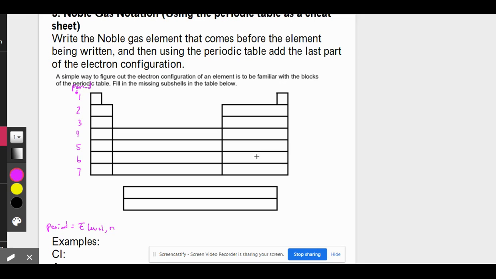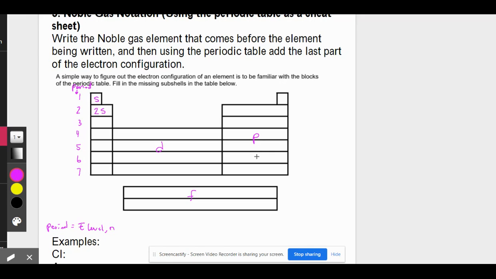And then we need to know the blocks. So this was our s block. This over here is our p block. Over here in the center is the d block, and down here is the f block. Okay, so in other words, this would be 2s that these are filling up. And since I have two columns here, the alkali metals and the alkaline earth metals, the first column has one valence electron in this s orbital. So if I was talking about lithium here, it's going to have 2s1 as the last part of its electron configuration.